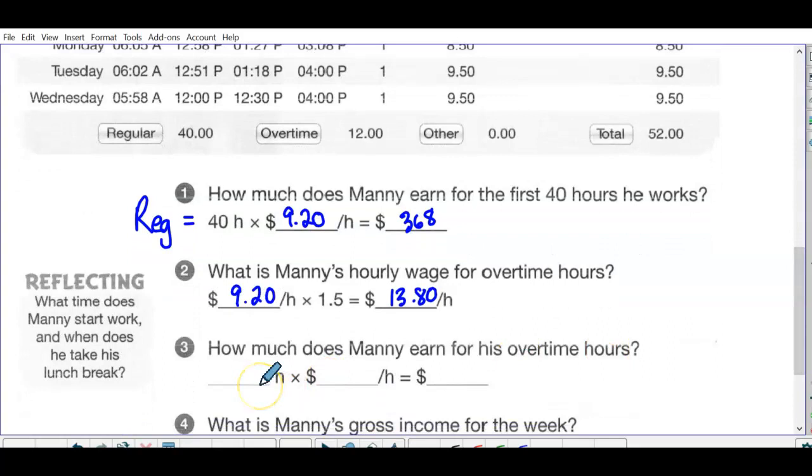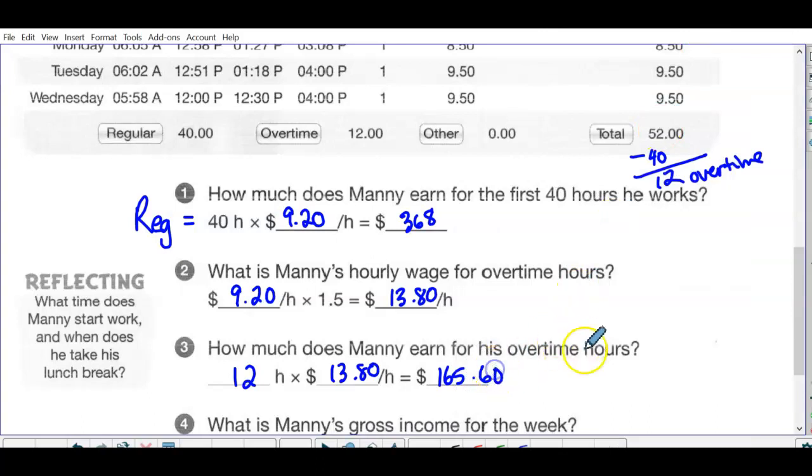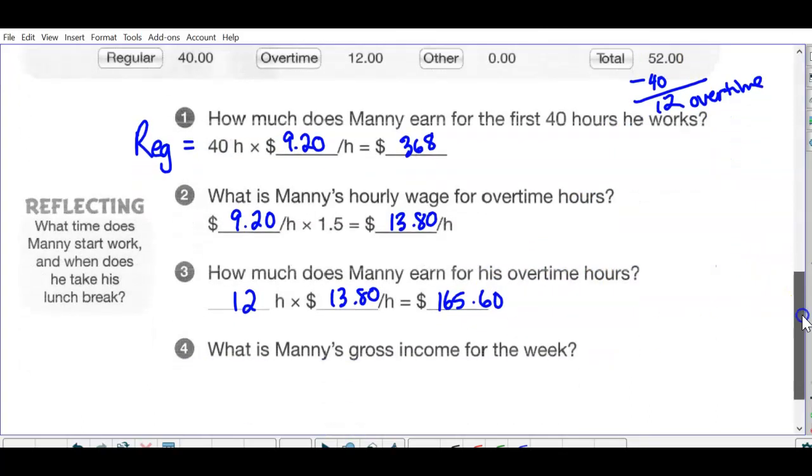And so how many hours is that? Well, this is the total. We want to subtract 40, and so we worked 12 overtime hours. That's 12 overtime hours at $13.80. I already have the 13.80 in my calculator, times 12 is 165.6. Now this is money, so I am going to put a 0 on the end because that's cents.